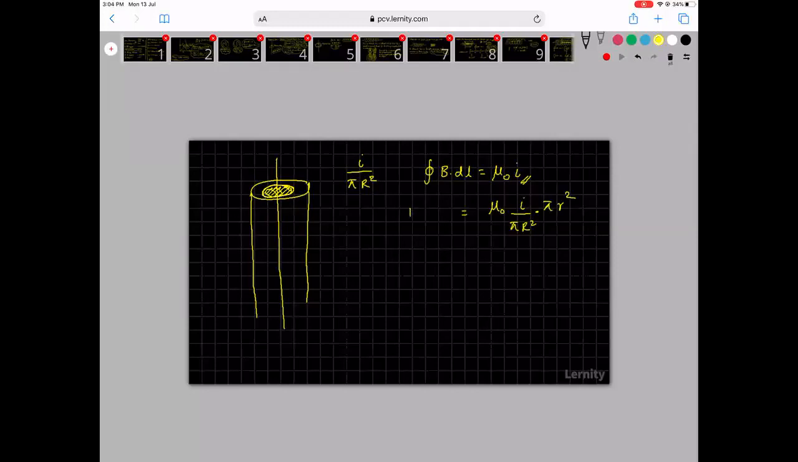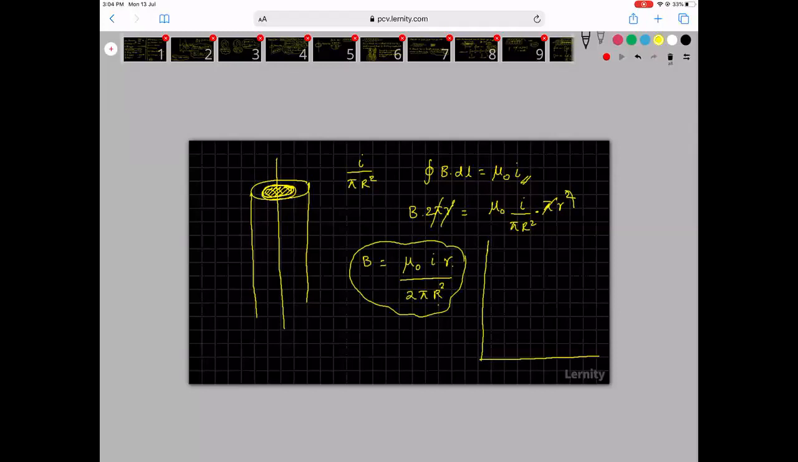Now this is equal to B into this circumference. Circumference is 2 pi r. So here pi gets cancelled, r gets cancelled, and I will get B is equal to mu naught I r by 2 pi R squared. This is a constant, this is a variable. So as you move from the center, the magnetic field keeps increasing.